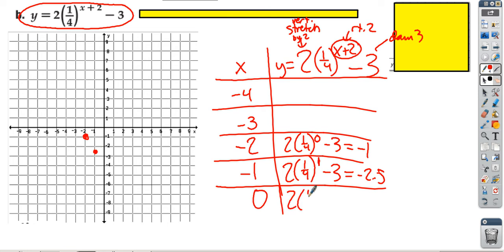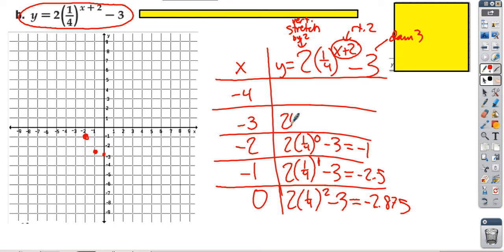And then finally, let's plug in this right here. 0 plugged in for x would be 0 plus 2. 1/4 squared is 1/16, times 2 would be 1/8, and 1/8 minus 3 is going to be -2.875. So 0, -2.875 puts us about right here. Is that going to be right? Yes, looks like it is right. It should be going down, and it is.